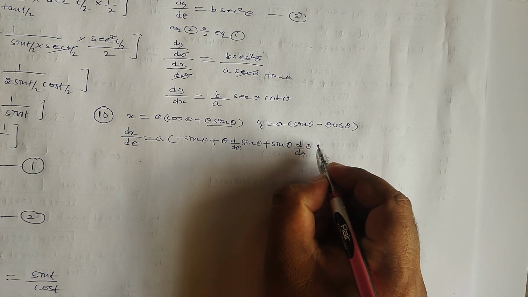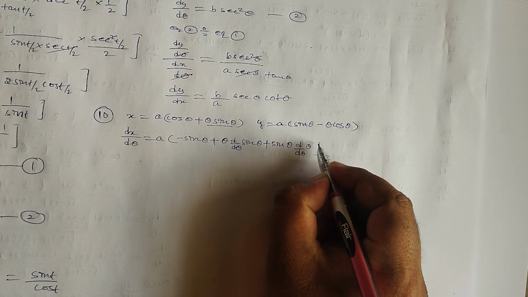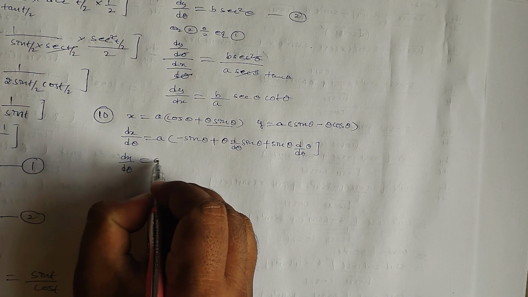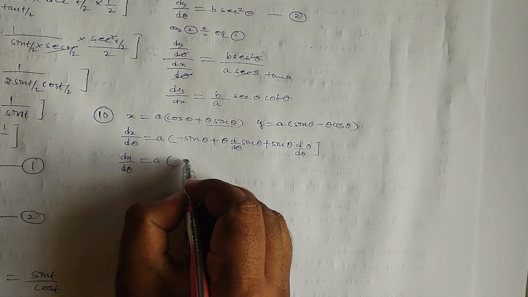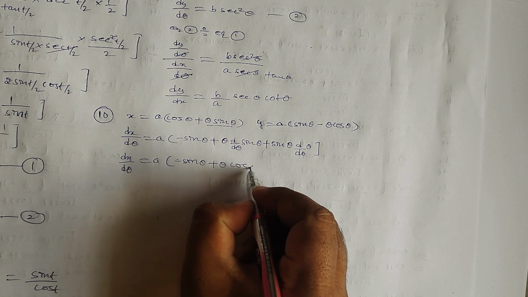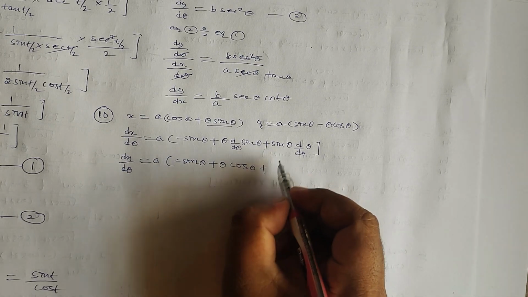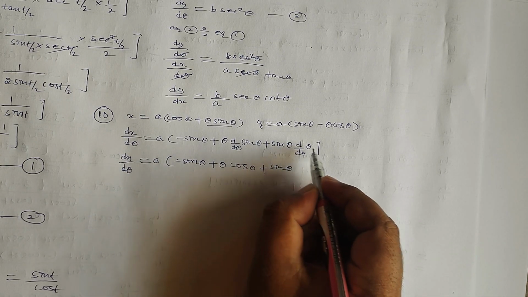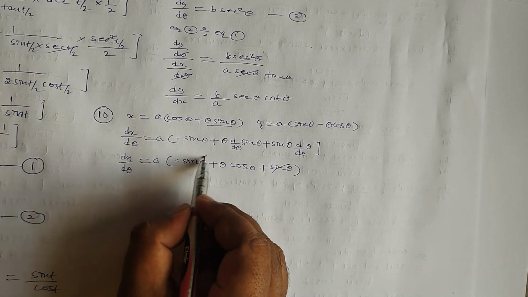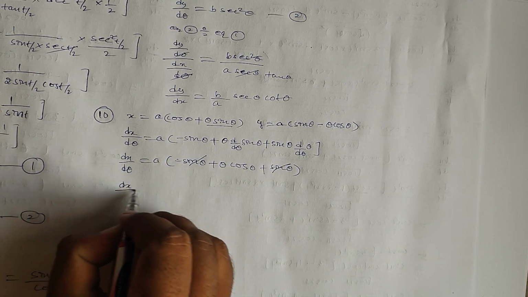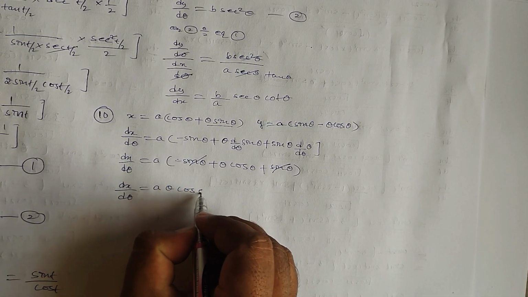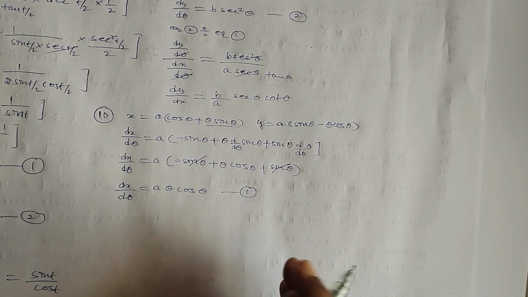Okay, right. So next, dx by d theta equal to a, minus sin theta plus theta, the derivative of sin theta becomes what? Cos theta, plus sin theta, the derivative of theta becomes 1. Okay, next here plus sin theta minus sin theta get cancelled, and dx by d theta equal to a into theta cos theta. Say equation number 1.